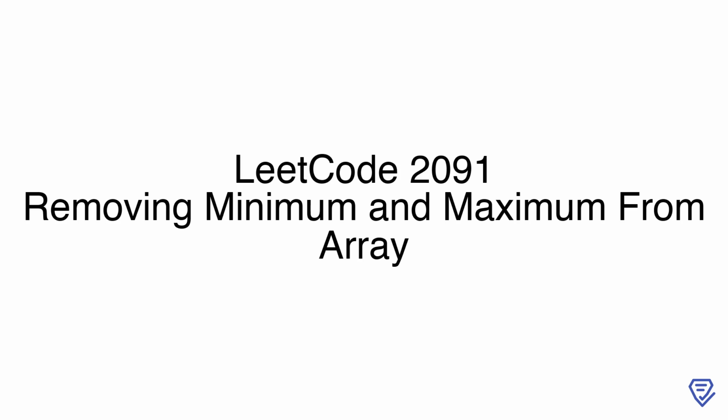Welcome to this problem walkthrough. Today, we'll be diving into LeetCode problem number 2091, removing minimum and maximum from array. In this problem, we'll explore how to calculate the minimum number of operations needed to remove the smallest and largest elements from an array. Let's get started.